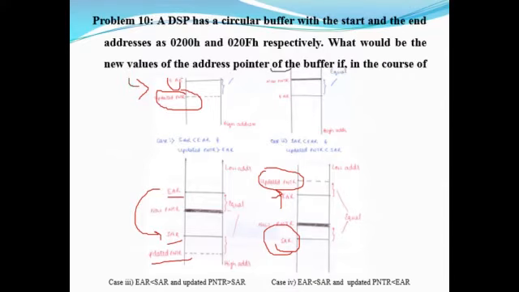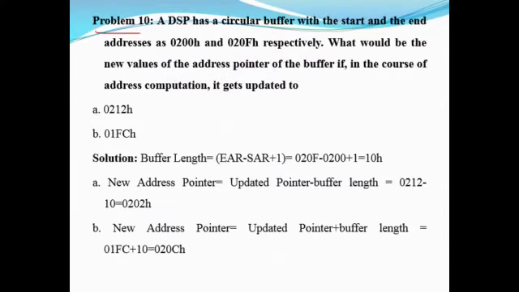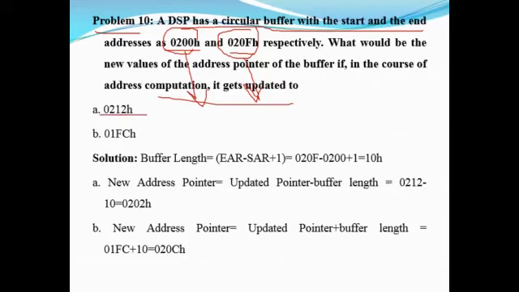Then coming to the problem, the DSP has a circular buffer with the start and the end address specified as 0200 and 020FH. So this is the starting address and this is the ending address. So this is SAR and this is EAR. What would be the new values of the address pointer of the buffer if in the course of address computation it gets updated to 0212H and 01FCH?